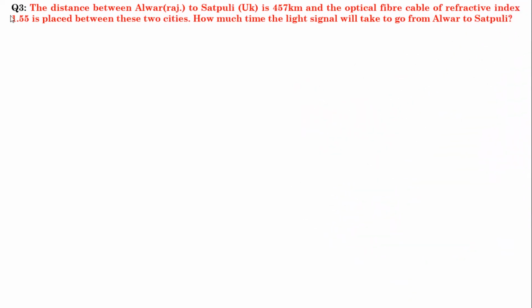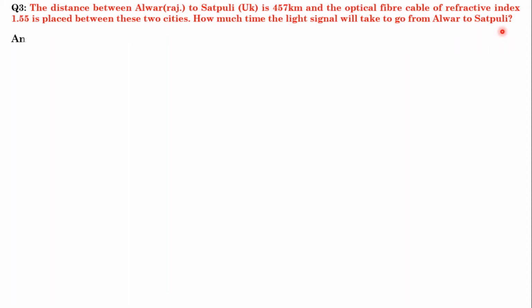Now the next question is, the distance between Alwar, that is in Rajasthan, to Satpuli, that is in Uttarakhand, is 257 km. And the optical fiber cable. So an optical fiber cable is a cable which transmits information. Okay. So we give a light signal to one end of the optical fiber cable and the same information transmits to the other end. Okay. So if we are dealing with light, then we can talk about the refractive index. Okay. So an optical fiber cable of refractive index 1.55 is placed between these two cities. How much time will the light signal take to go from Alwar to Satpuli?